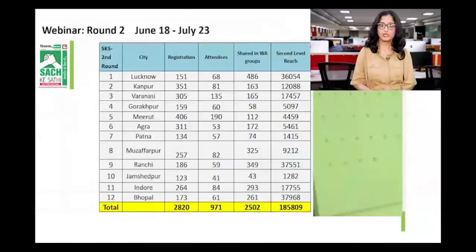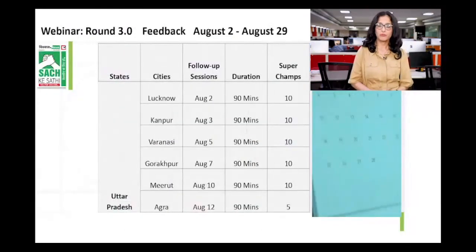The second round was conducted from June 18th to July 23rd. Similarly, this is the schedule and bifurcation of numbers of the second round of webinars city-wise, the number of registrations, number of attendees, and the reach. 0.18 million was the reach after round 2. The feedback round was conducted from August 2nd to August 29th.